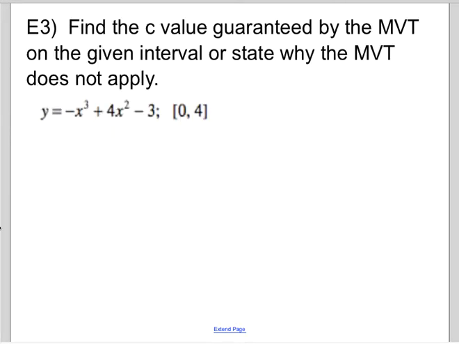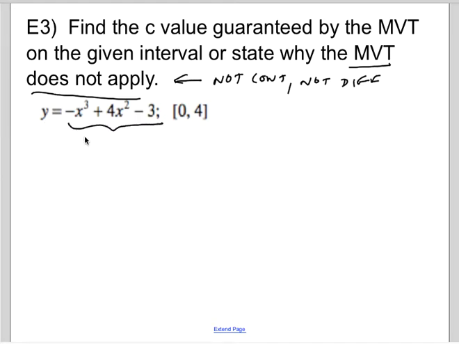All right, moving on. Find the c value guaranteed by the mean value theorem on the interval or state why the mean value theorem doesn't apply. Okay, so in order for the mean value theorem not to apply, your function has to be either not continuous or not differentiable. Well, that's not going to be an issue here because this is a polynomial. Polynomials are like the happy, well-adjusted children of the function world. There's nothing wrong with them.